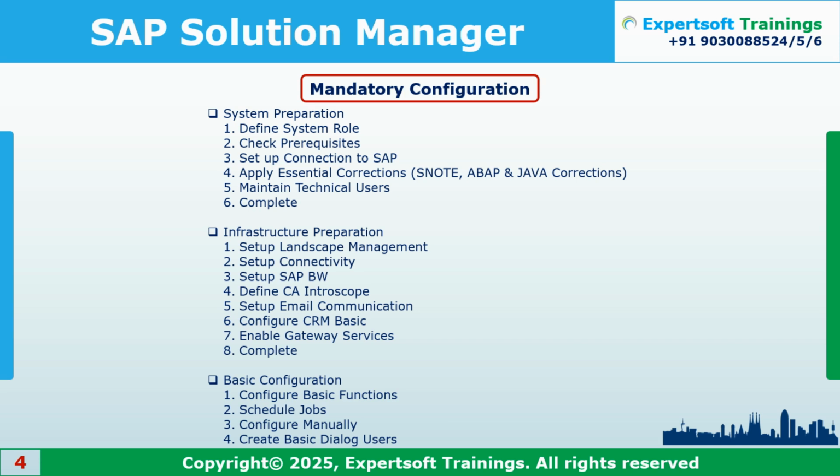In the system preparation, we have to define the system role. Actually, the Solution Manager system is a two-system landscape, like a development system and a production system only. All other systems like the S4 system will be a three-system, four-system, or five-system landscape. For Solution Manager, we can maintain only a two-system landscape. If you want to maintain three systems, that is also fine, but it is not required here. A two-tier system is enough. For example, SMD for Solution Manager development, SMP for Solution Manager production.